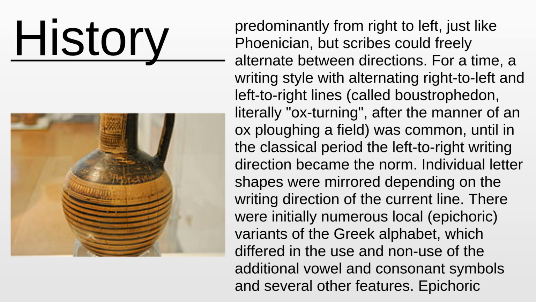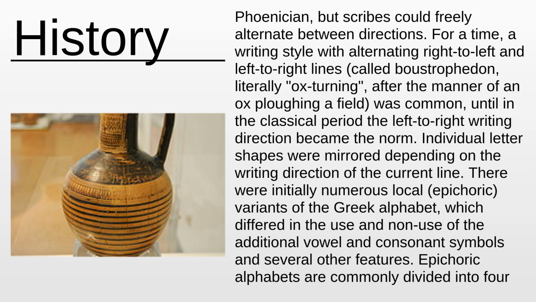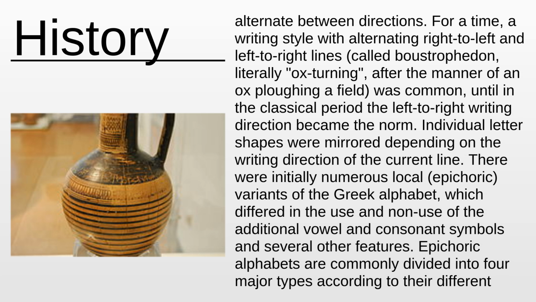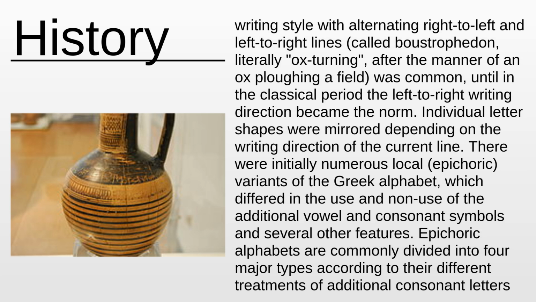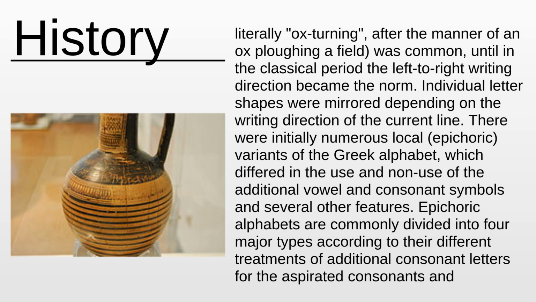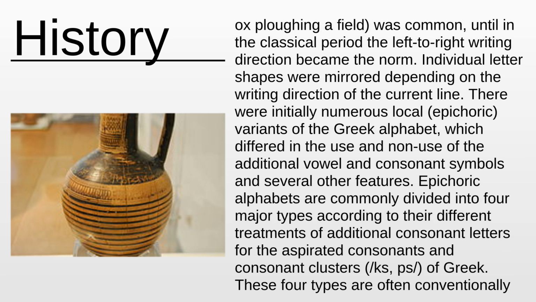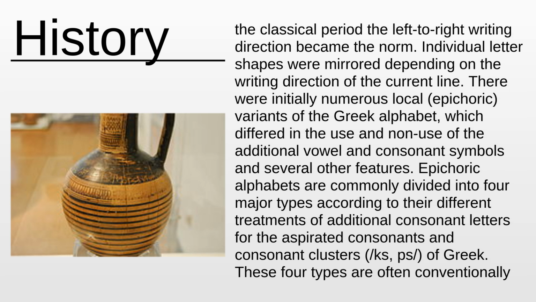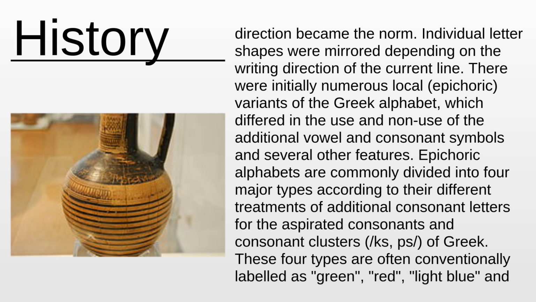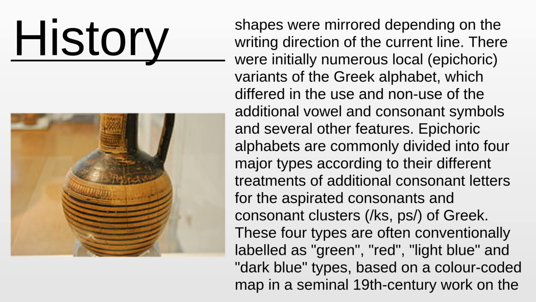Greek was originally written predominantly from right to left, just like Phoenician, but scribes could freely alternate between directions. For a time, a writing style with alternating right to left and left to right lines, called boustrophedon, literally, ox-turning, after the manner of an ox ploughing a field, was common, until in the classical period the left to right writing direction became the norm.